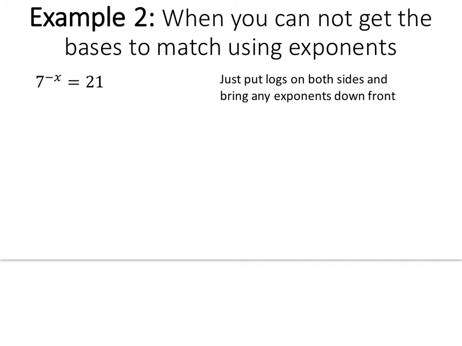For example 2, this is where I have two exponentials, and I cannot get 7 and 21 to look alike. So 7, no matter what power I raise it to, will not be 21. So this is where it's kind of like our change of base. Since logs are inverses of exponentials, I'm going to put a log on either side. What this helps me with is I can use the power property and bring that negative x down front.